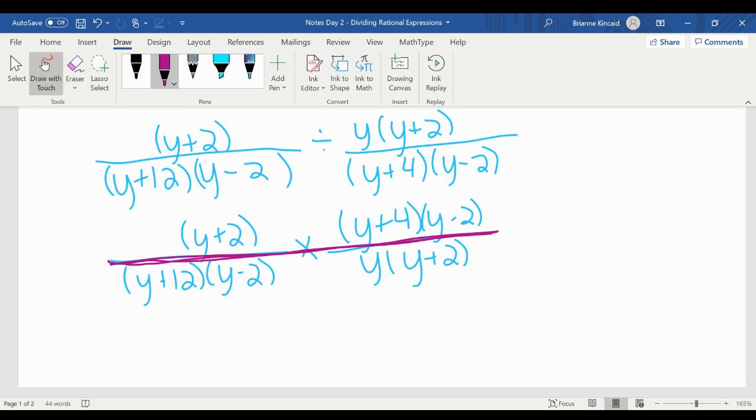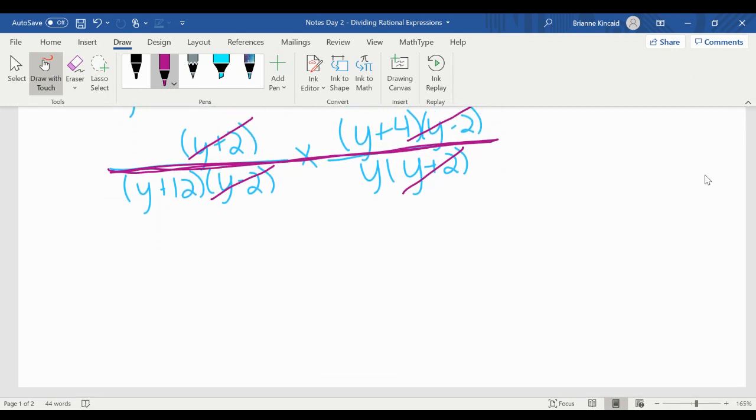And from here, I can go through and I can cancel what factors I have in common. So I have a y plus 2 and a y plus 2, a y minus 2, and a y minus 2. So our final form is going to be y plus 4 over y times y plus 12.